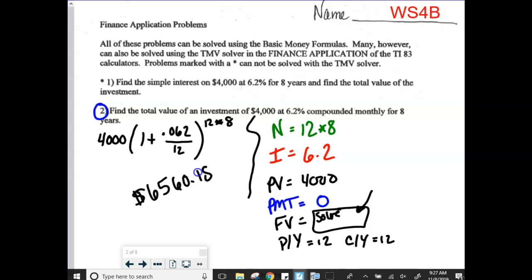$0.18? Okay. And that answer shows up either on the TVM solver or on the Algebra 2 formula. Again, I don't think that annuity exists, but nice try.